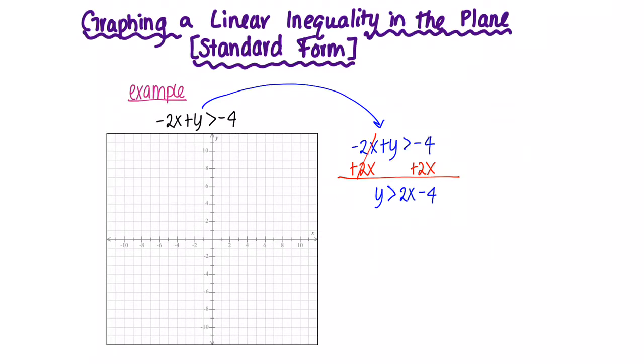That's all we wanted. So I'm going to plot negative 4 on the y-axis. That's my y-intercept. My slope is 2, so I'll plot another point here. There's no underline on my inequality, so it's going to be a dashed line. I like to plot a few extra points to make my lines as gorgeous as they can be, but it is unnecessary.